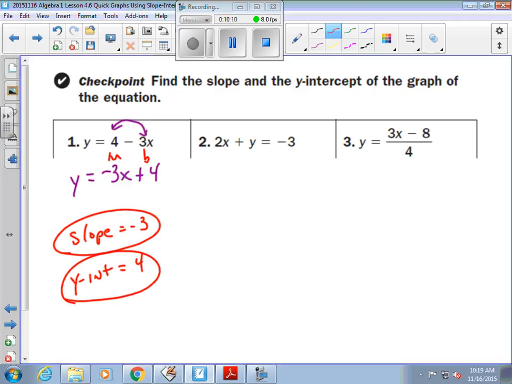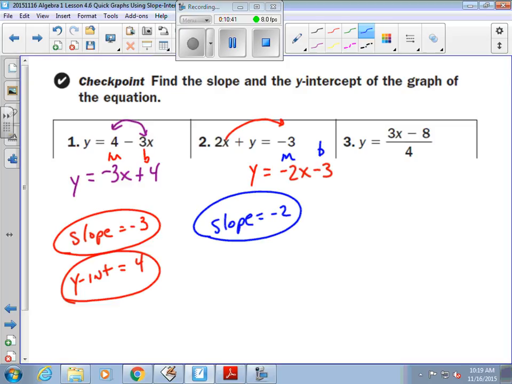Mx plus b. Number 2, 2x plus y is equal to negative 3. It doesn't say y equals mx plus b. We got to move 2x over. When we do that, we get y equals, when we subtract 2x, negative 2x, negative 3. Now it says y equals mx plus b, where our m value is negative 2 and our b value is negative 3. So your slope is your m value, negative 2. Your y-intercept is your b value. Remember, it goes with the sign that's with it, negative 3.